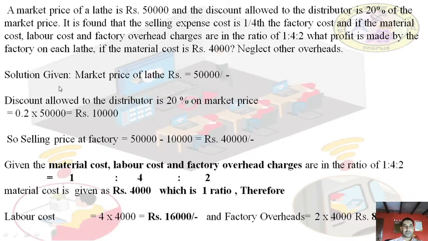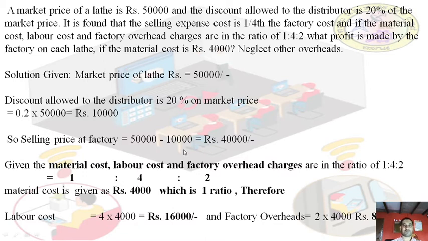So here the market price is 50,000, but we are not selling it for that. We are giving a discount to the distributor. How much discount? That is 20% of the market price. 20% means 0.2 times the 50,000, that is 10,000. So 10,000 discount is given to the distributor. So the selling price is not 50,000 now. 50,000 minus the discount allowed will become 40,000. So the selling price is now 40,000.